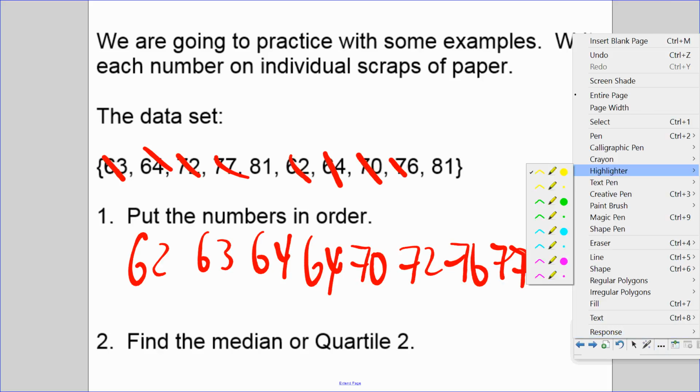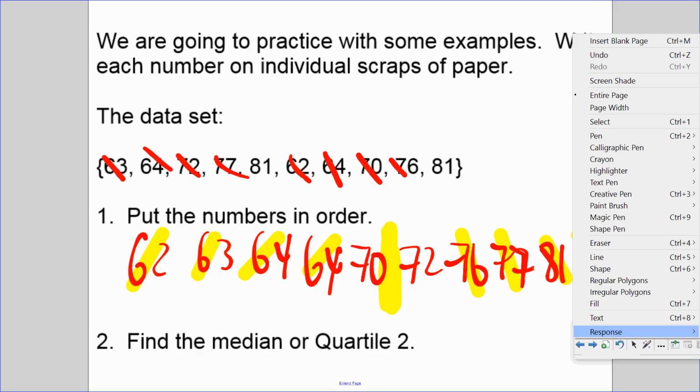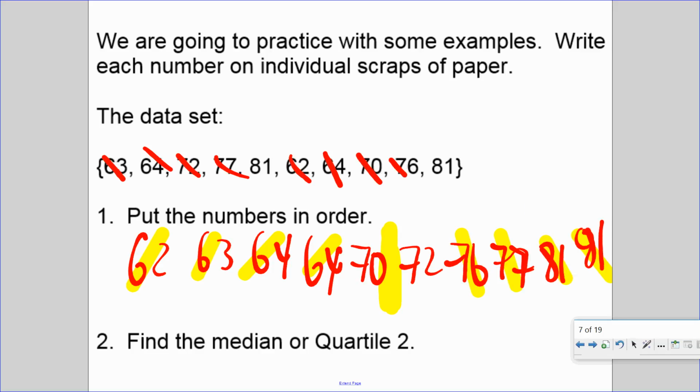Let me use a different highlighter. So the median is right here. I'll use a different pen color. The median is 71. Do you notice how that median right here split the set of numbers into two halves? This is the lower half. I'll put L for lower half. This is the upper half.